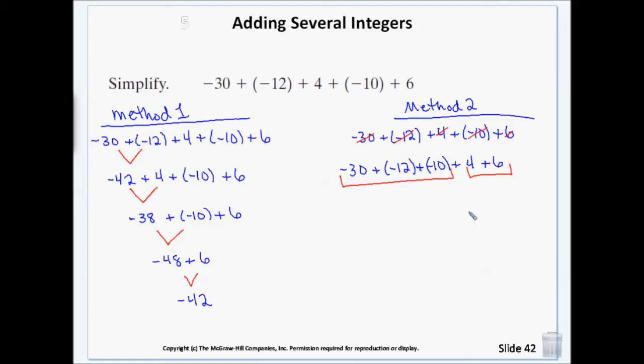separately. And the reason I do that, if I rearrange them, is because with all the negatives, I know I can just add the numbers together and my answer is going to be negative because I'm adding up a bunch of negatives. And then the positives, I can add those together and it's going to be positive. So I say 30 plus 12 is 42 plus 10, so that's negative 52. And then 4 and 6 is plus 10. And then I go, okay, these are opposite signs, so I'm going to subtract, and I have negative 42.